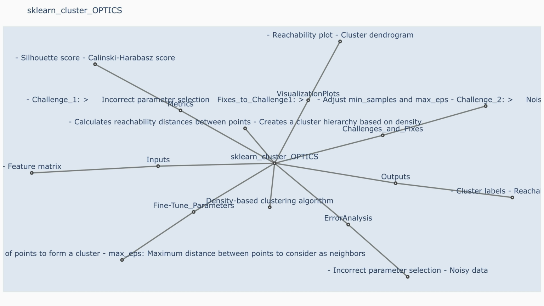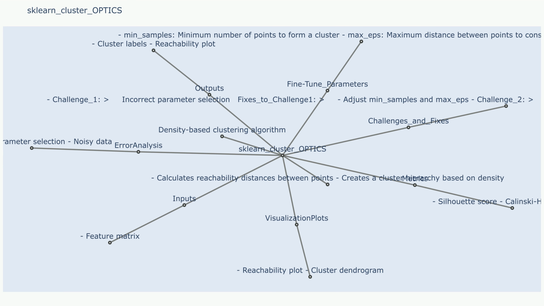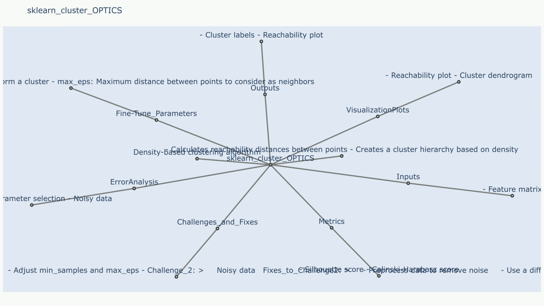sklearn.cluster.OPTICS. Description: OPTICS, ordering points to identify the clustering structure, is a density-based clustering algorithm that is an extension of DBSCAN. It addresses the limitations of DBSCAN by providing a hierarchical representation of clusters, allowing for the identification of clusters of varying densities and sizes. OPTICS uses the concept of reachability distances to order data points and identify clusters.